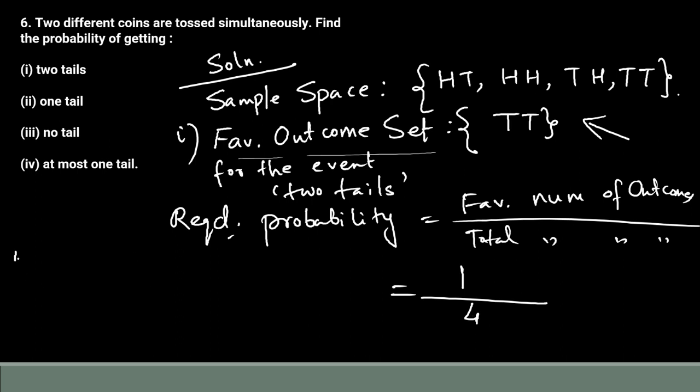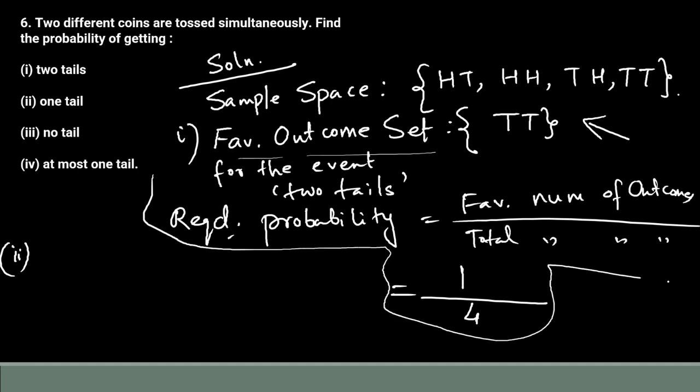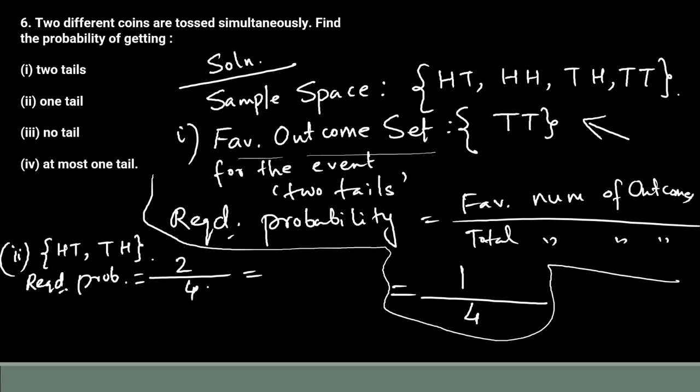So number 2, this is 1, done. So one tail is there. Now it's two tails. What would be the favorable outcome set when it's one tail? It can be head tail, it can be tail head. This will be the favorable number of outcomes. So what would be the required probability in that case? Favorable number of outcomes, how much? 2. And total number of outcomes, how many? 4. So it will be half. Hope this is clear to you guys, right?